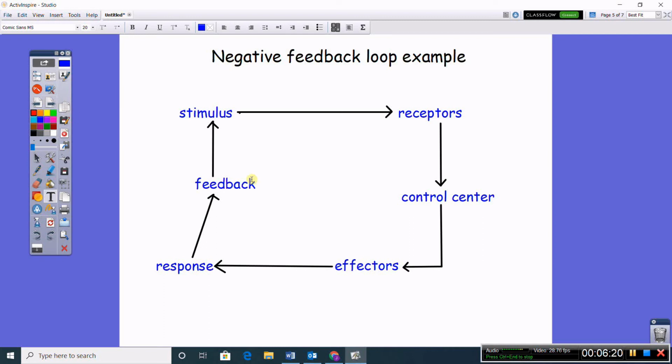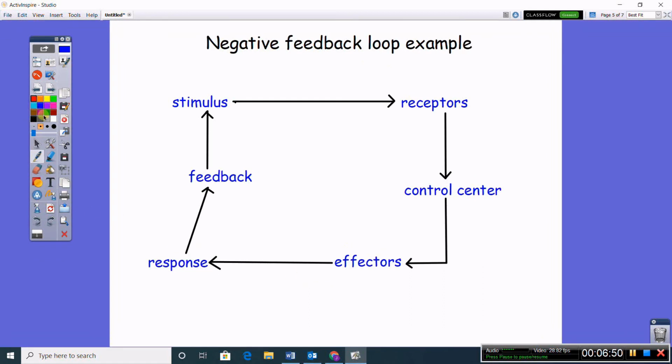Okay, so this is how a typical feedback loop would look. You've got your stimulus, and whatever change that stimulus is causing, that's going to get picked up by receptors. Then those receptors can send that change to the control center. Effectors are something in your body, like muscles or glands, that can actually do something about your problem, and then they're going to initiate some kind of response. Okay? So let's think about a specific example here.